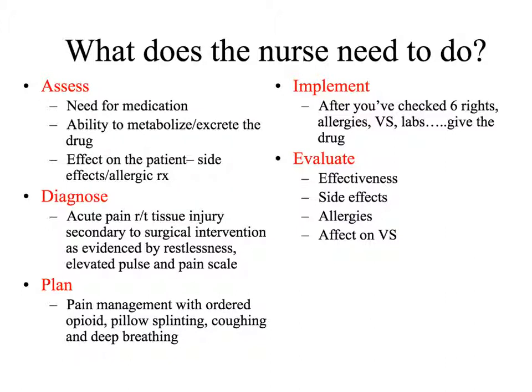Your plan should include some pharm treatment, but also non-pharm treatment. Okay, so non-pharm treatment could be ice and things like that. I put up here pillow splinting. That's really good for abdominal pain, or if you've had somebody with abdominal surgery, they're having a lot of pain. If they hold onto the pillow and hold their belly when they move around, it stabilizes it and they have less pain. You can teach your patients to do that. It's very helpful.